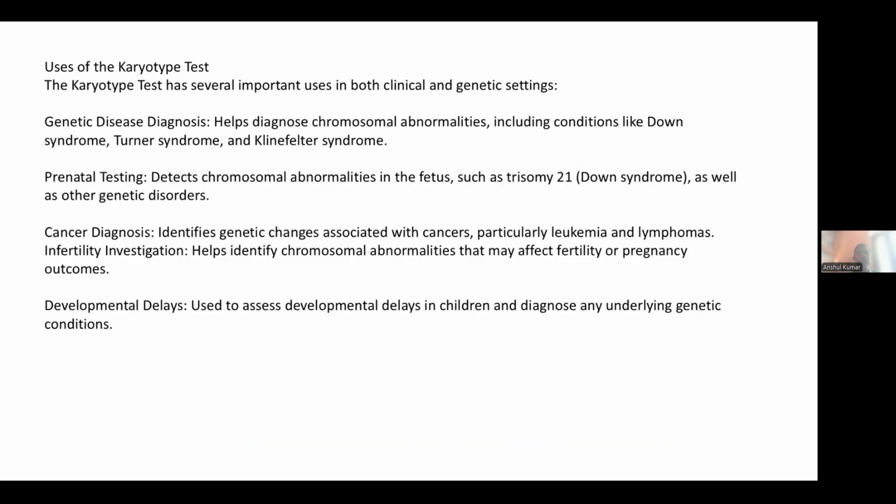Now, what are the uses of the karyotyping test? The karyotype test has several important uses in both clinical and genetic settings. Genetic disease diagnosis: it helps diagnose chromosomal abnormalities, including conditions like Down syndrome, Turner and Klinefelter syndrome. Prenatal testing: it detects chromosomal abnormalities in the fetus, such as trisomy 21, as well as other genetic disorders. Cancer diagnosis: it identifies genetic changes associated with cancers, particularly leukemia and lymphomas. Infertility investigations: it helps identify chromosomal abnormalities that may affect fertility or pregnancy outcomes. Developmental delays: it is used to assess developmental delays in children and diagnose any underlying genetic conditions.